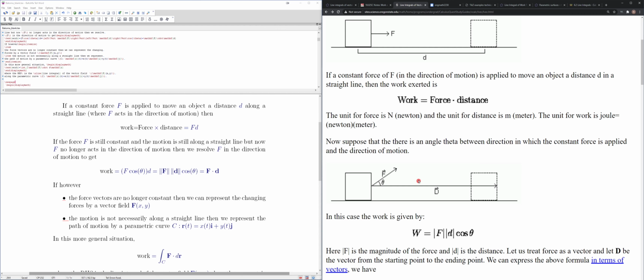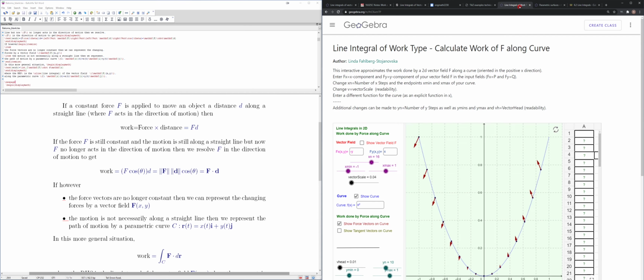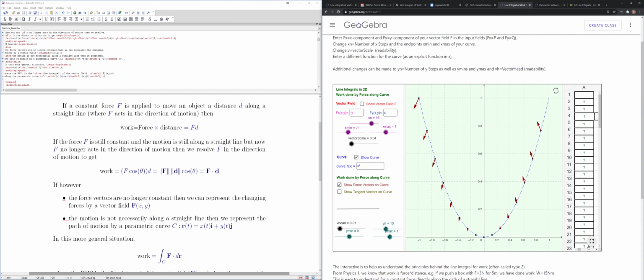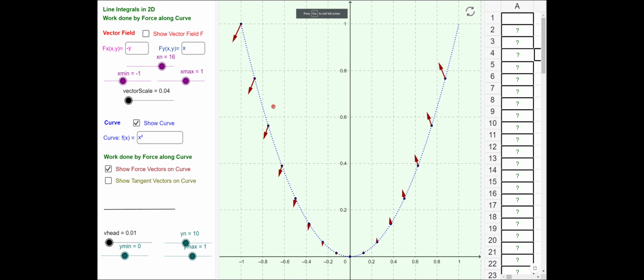Now, what can happen is this can get more complicated. The force vector can actually change. So this force vector, instead of being constant, could potentially change, and your displacement could possibly be no longer in a straight line. So that would be, say, this example over here. You're moving from this point over here along this parabola, which is no longer a straight line, and you're going to move up to over here.